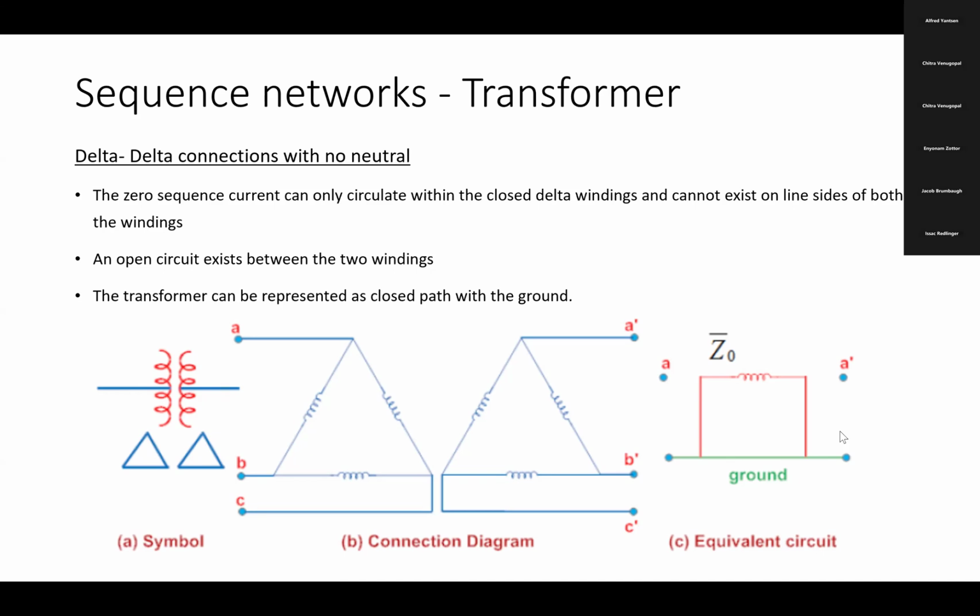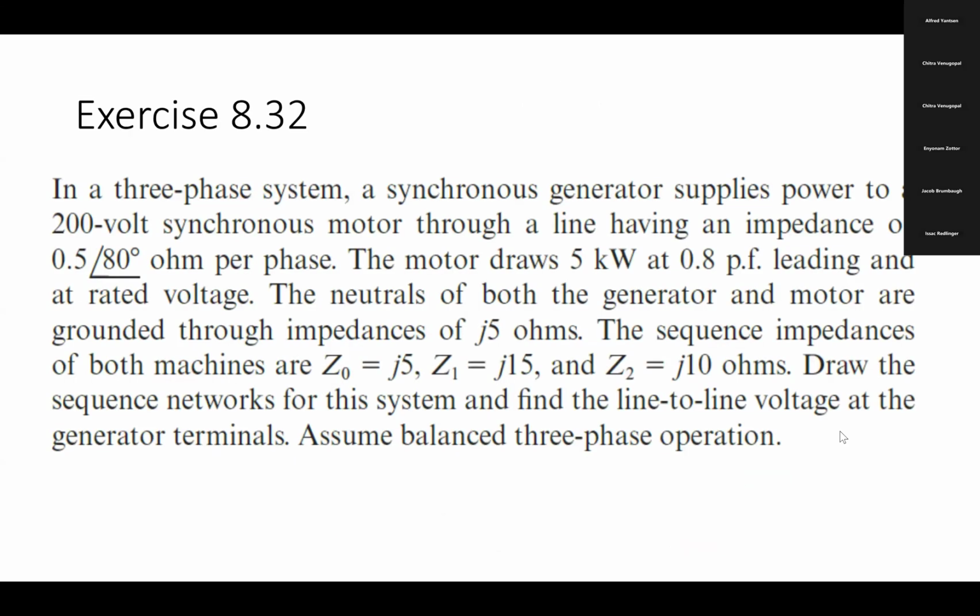So this is all we are talking only for the zero sequence. Remember, zero sequence is the one which is difficult. Positive and negative sequence are not complicated. Okay. Right. So now let's take a synchronous generator supplying power to the synchronous motor, and the neutrals of the two generators are grounded through the impedances. Draw the sequence network for this system.